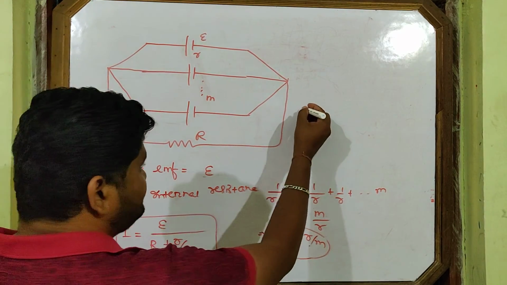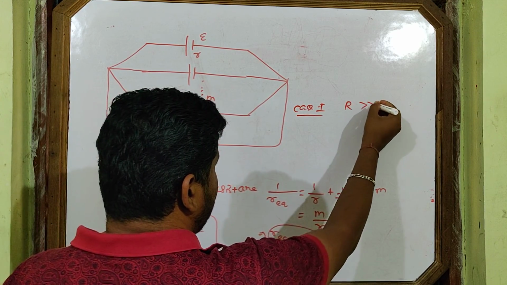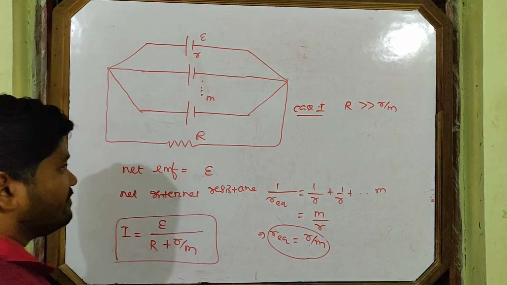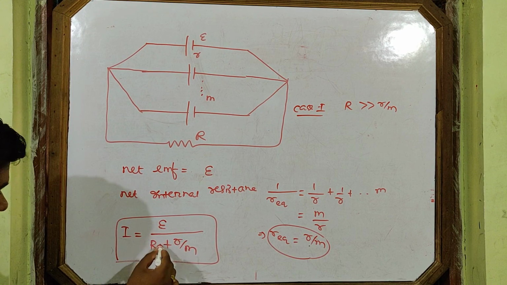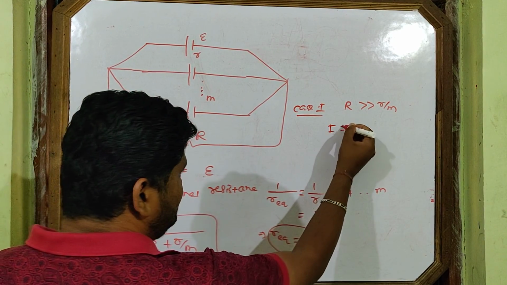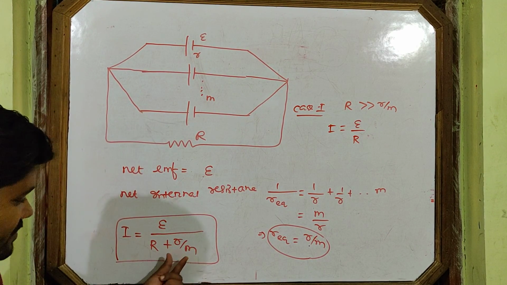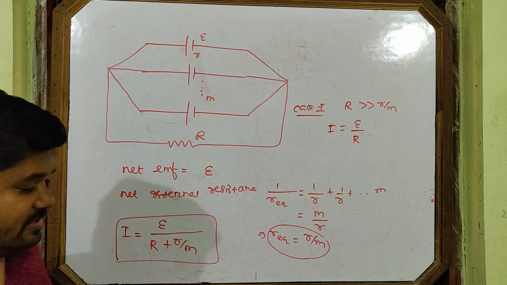Case 1. Now discuss case 1. Capital R is very much greater than R by m. Which one? Capital R is very much greater, so this one is neglected. So what will we get? I equal to E by R. Only R remains because this is neglected, it is very, very small. I equal to E by R.